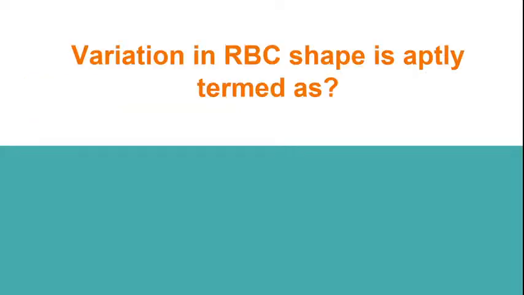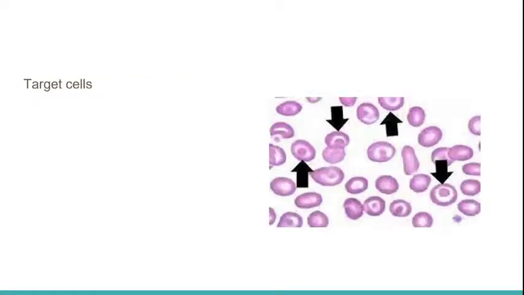Now, variation in shape is known as poikilocytosis, and this is something that we're going to take a long time discussing. So poikilocytosis is variation in shape, and the first shape variation that we're going to look at is a codocyte. A codocyte is termed as what? A target cell. Another term is Mexican hat cells, right?